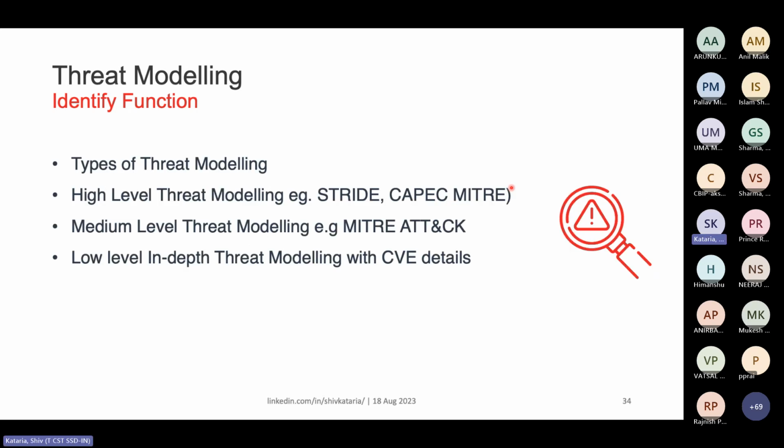So there are n number of models that are available, and the first one is the high level threat modeling, which is also called the STRIDE model. And this was given by Microsoft, and they also have designed a tool which can be used freely to model the threats. Then on the medium level side, there are MITRE ATT&CK frameworks available, and the low level side is the threat modeling specific to those vulnerabilities.